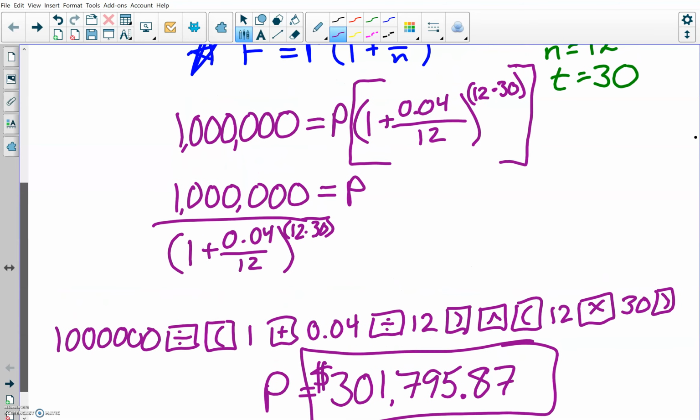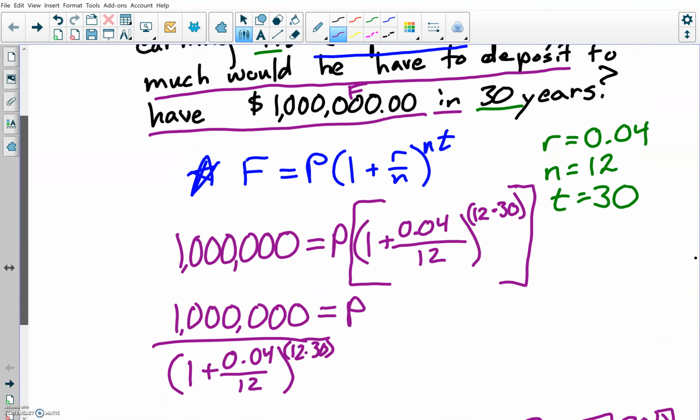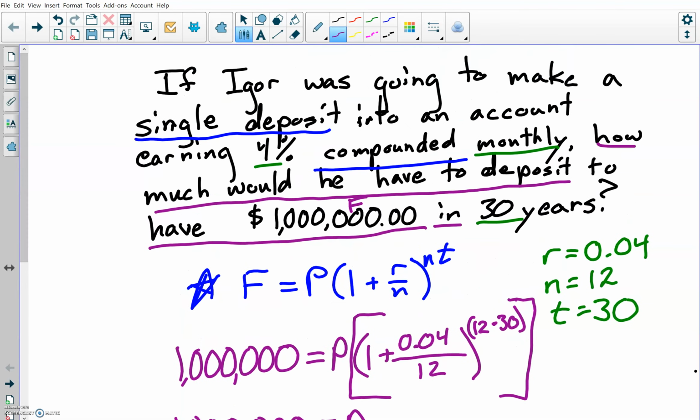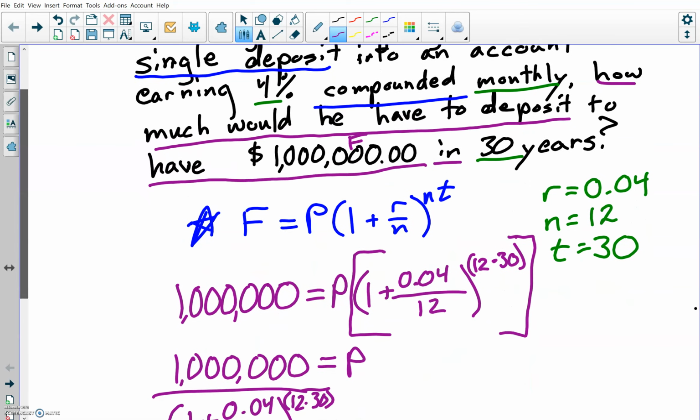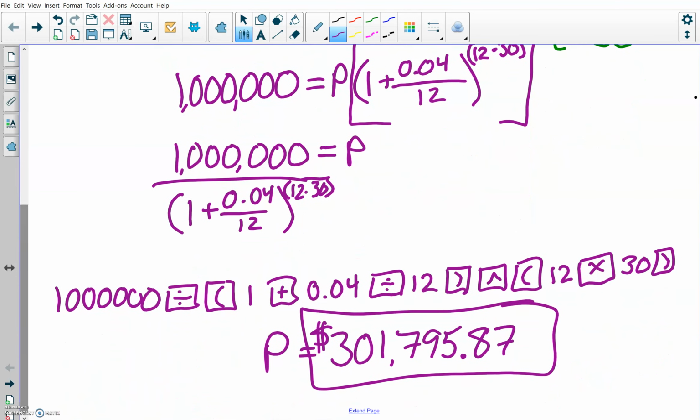The key aspect with these is making sure you first identify the formula, of course, and then you identify those pieces. Anytime I give you a clue that you're looking to have a certain amount in the future, that's going to go on the left side, and you'll be solving for the principal amount on the right, that P value. Okay, if you have further questions about that, let me know.